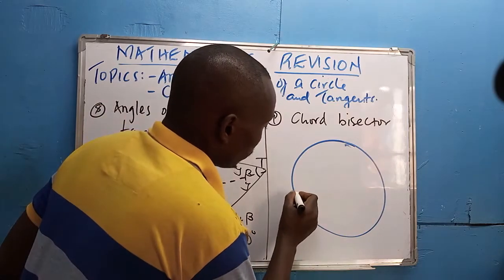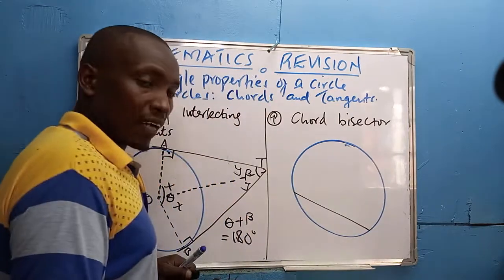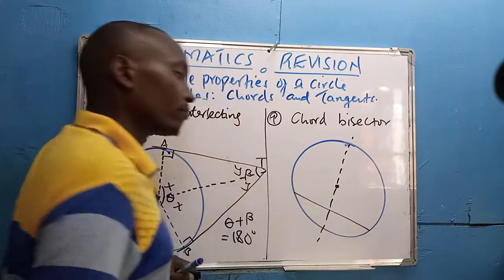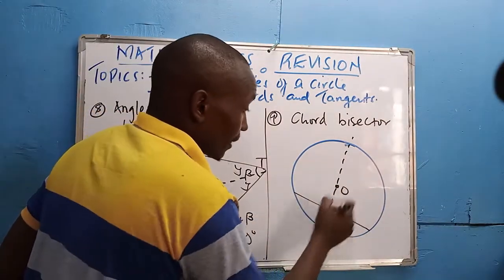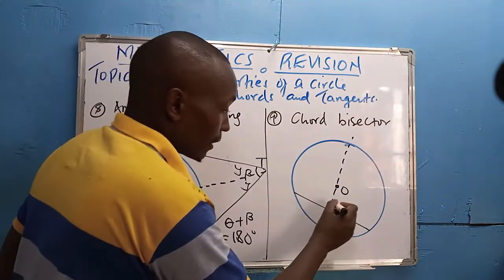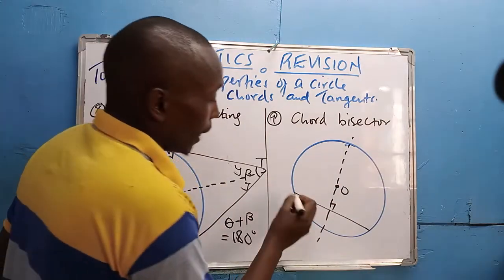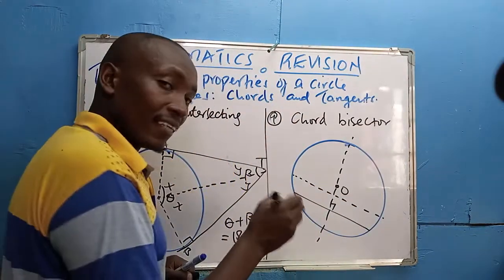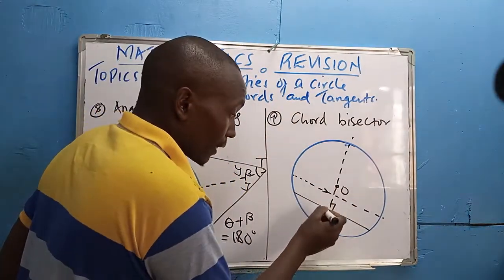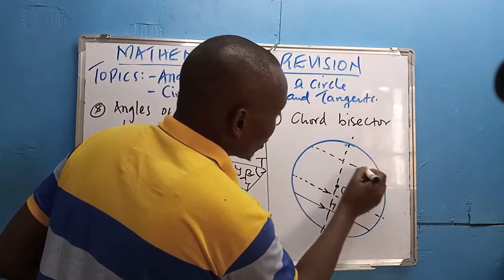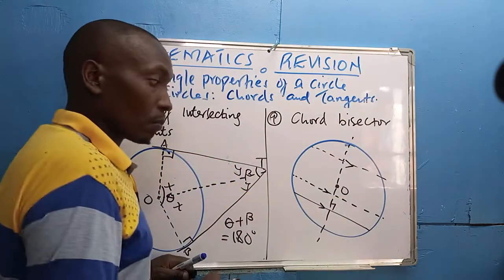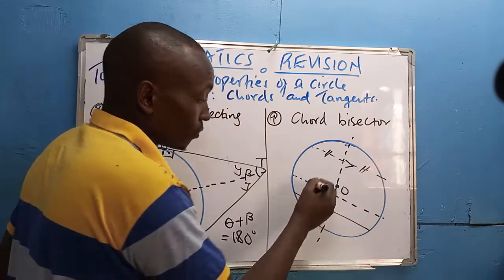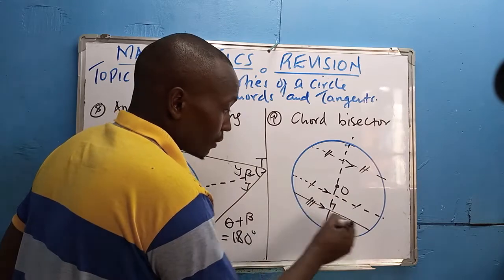I have another property here. Assume that I have a chord. Then I bisect the chord. Automatically, we usually say the bisector will always pass through the center. Remember, this is a perpendicular bisector. And that bisector bisects any other chord that is parallel to this one. If I have another chord maybe here, provided it is parallel to the first one, this one is divided into 2, this one divided by 2, this one divided by 2.